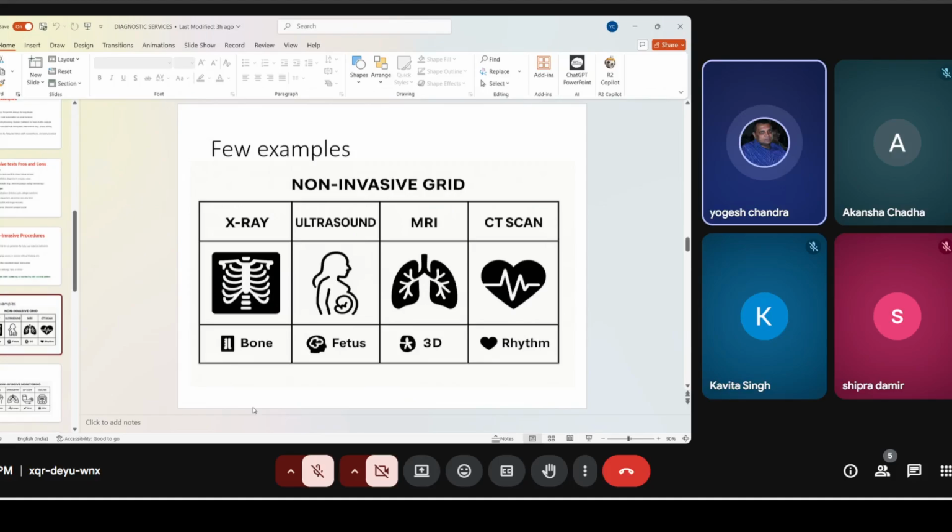If you see in the picture, an X-ray is conducted to identify various bone-related issues. Ultrasound, in the antenatal case, shows the development or the stage of the fetus. For other purposes too, if you want to diagnose any kind of gallbladder stone or something like that, then ultrasound is done. MRI is, again, a higher version of this.